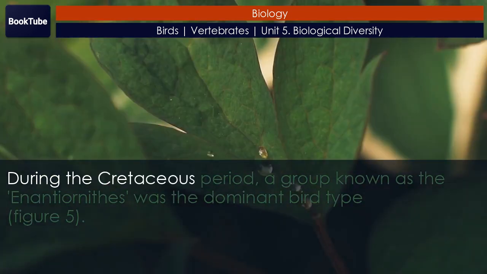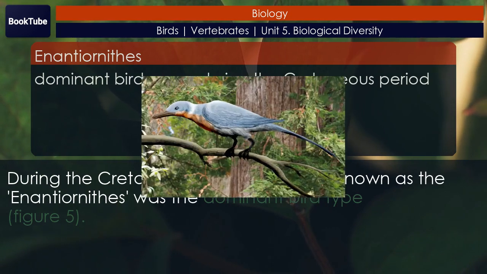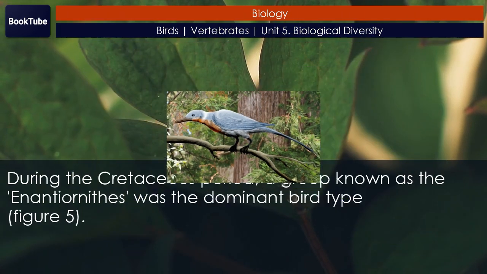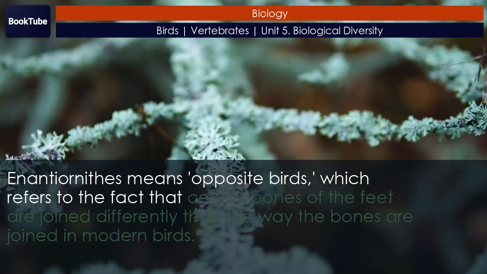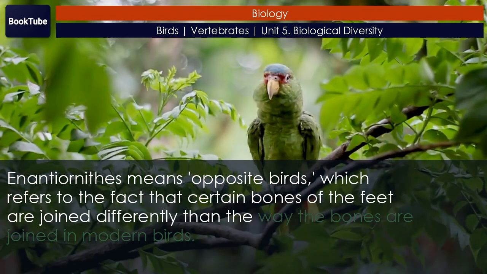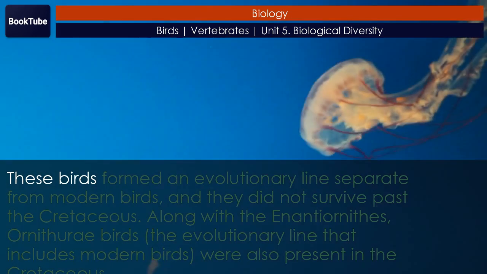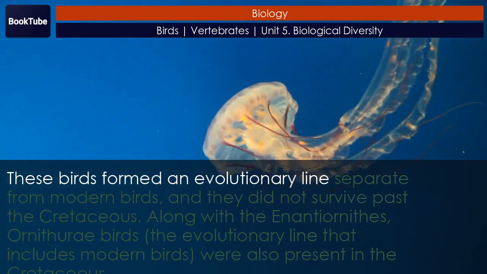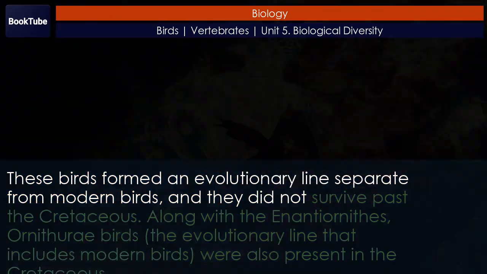During the Cretaceous period, a group known as the Enantiornithes was the dominant bird type. Figure 5. Enantiornithes means opposite birds, which refers to the fact that certain bones of the feet are joined differently than the way the bones are joined in modern birds. These birds formed an evolutionary line separate from modern birds, and they did not survive past the Cretaceous.